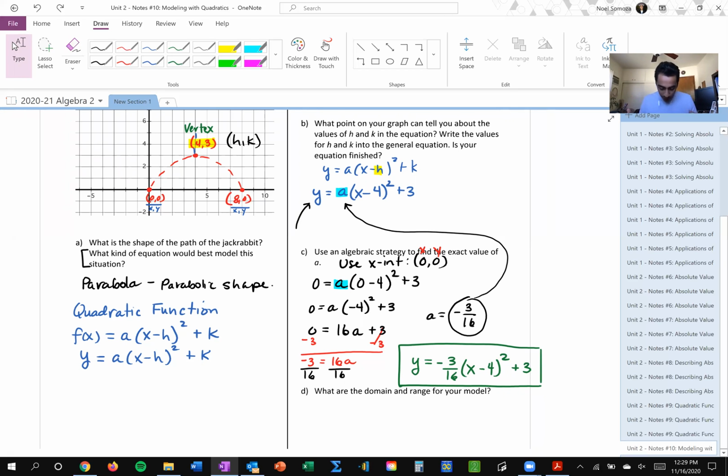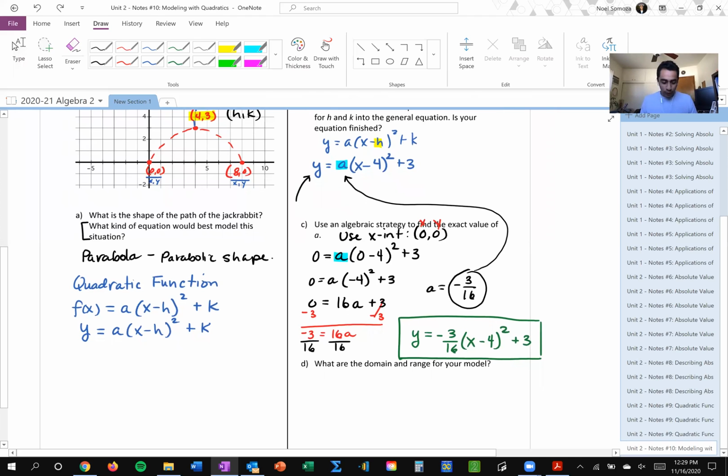All right, and then finally, it says, what are the domain and range for your model? Well, it's a bunny, right? And it's jumping off the ground, and then it lands on the ground again. So the domain and range here, you're not going to have infinities, right? Because this bunny isn't jumping left and right infinitely. It's a model. We're looking at the domain and range of the model, not the equation that goes on forever, just the specific portion of this bunny jumping.